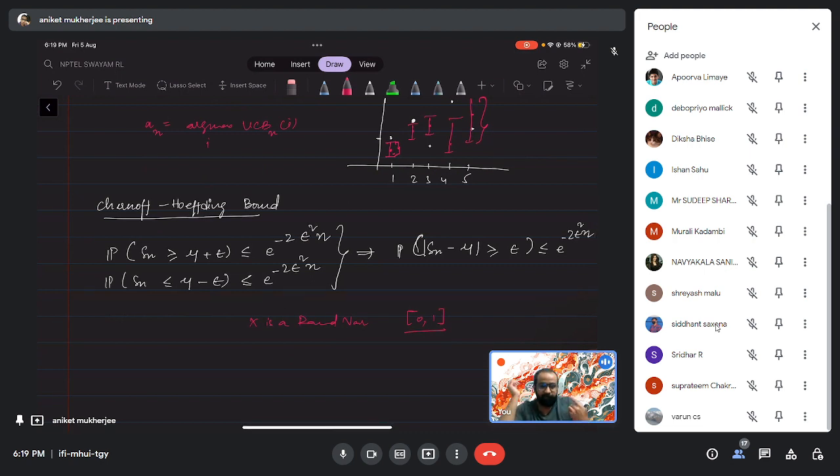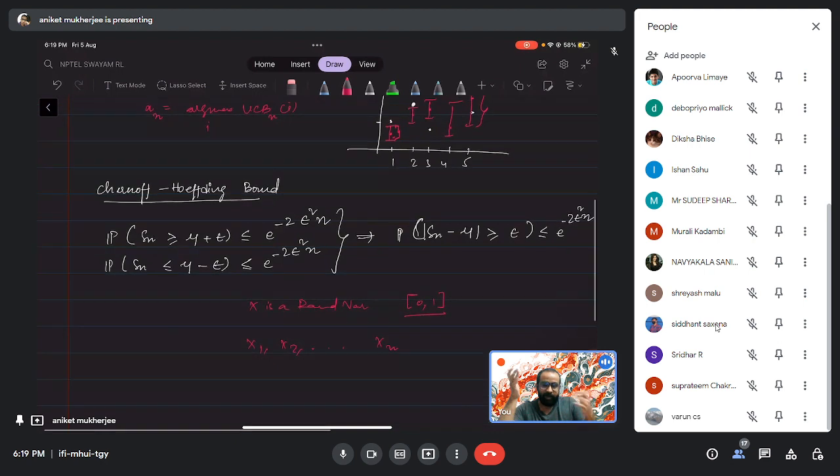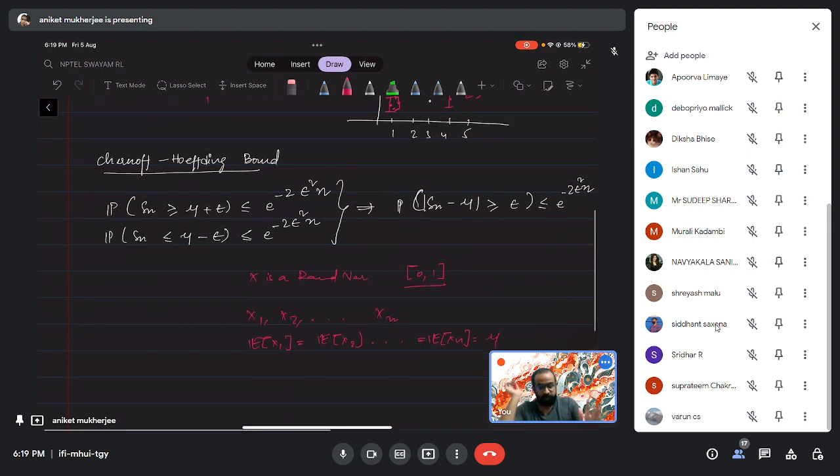You're sampling multiple times from this distribution. Once you sample, you get x1, x2, and so on till xn. Since they're all sampled from the same thing, x1 is also random, x2 is also random, x3 is also random. So you get expectation of x1 is equal to expectation of x2 is equal to, and so on, expectation of xn is equal to mu, with 0 to 1 being the support of x. I hope that is also clear.